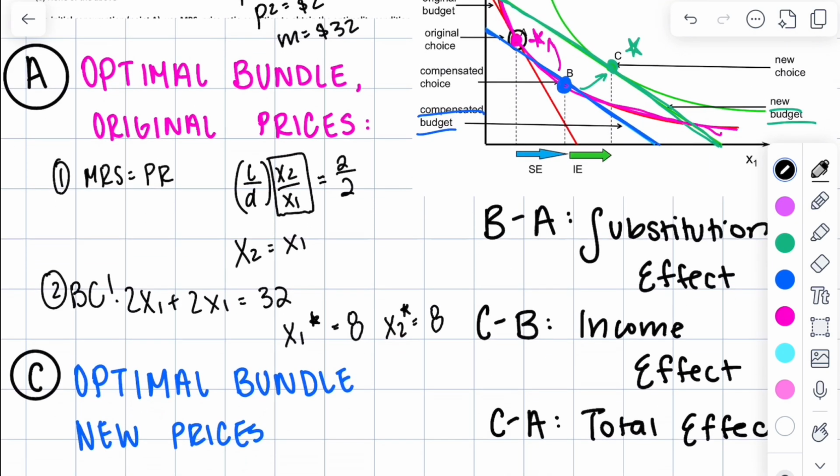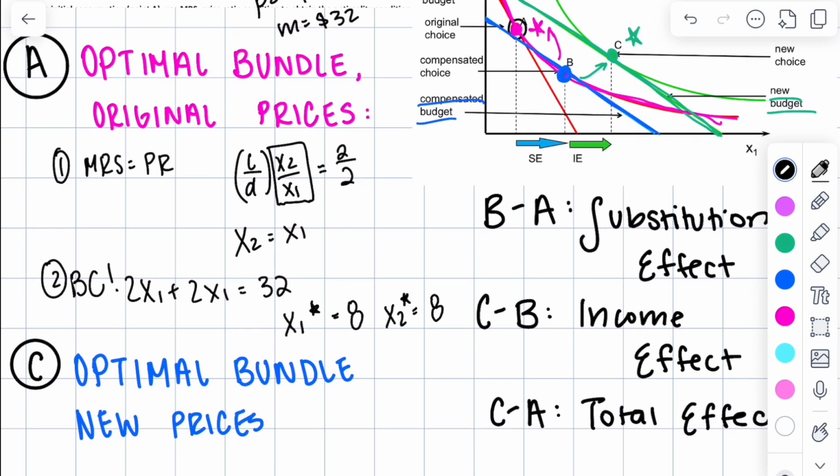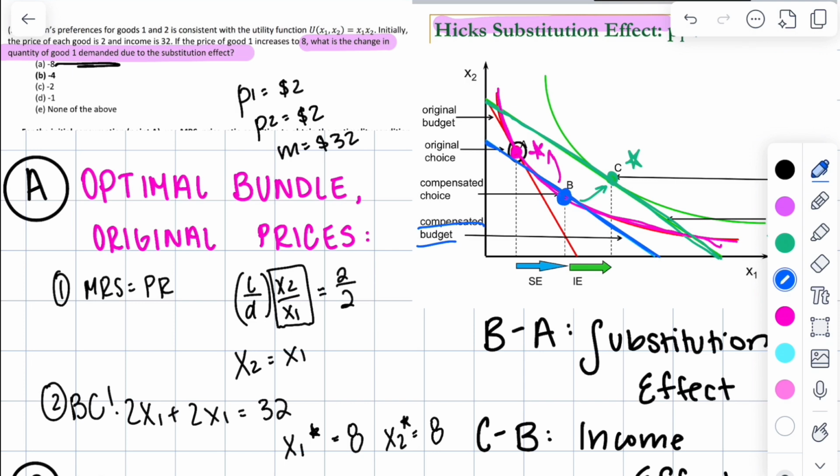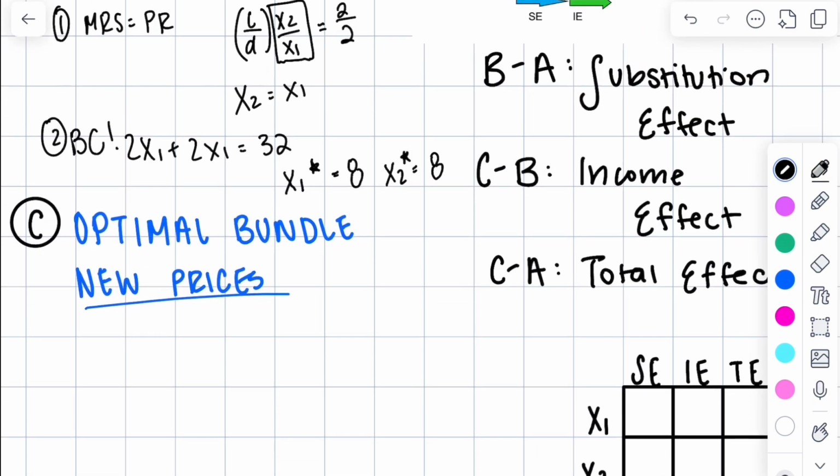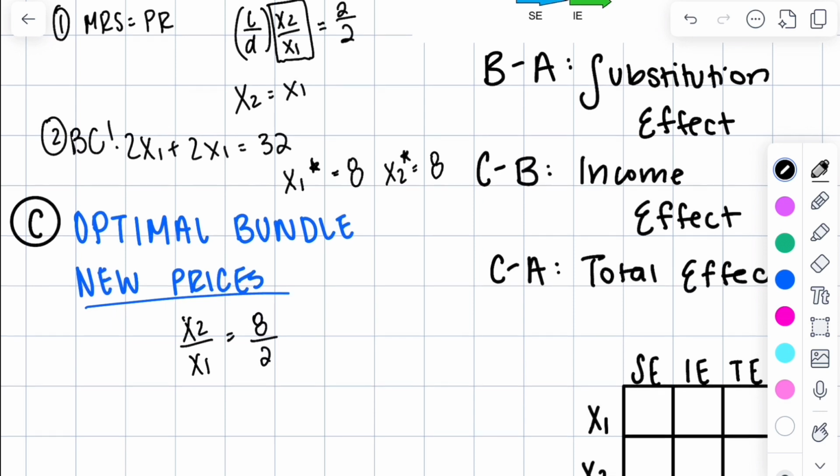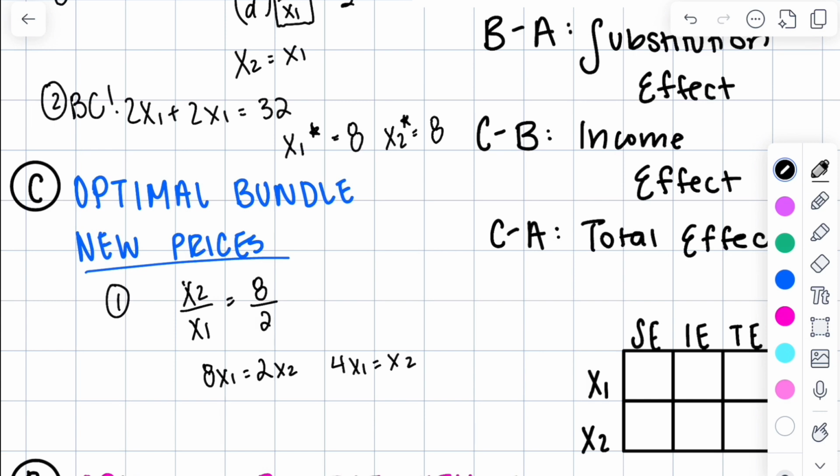Now we're just going to skip really quickly to point C. Super simple, same idea, but we're going to talk about new prices at point C. It tells us here in the question that we have a price increase of good 1 to $8. So this is going to be $8 now. That's going to switch things up a bit. We know our MRS is still going to be x2 over x1, but now we have a price ratio of 8 over 2. And so that means that we have 8x1 equals 2x2, or 4x1 equals x2. That's our MRS equals price ratio.